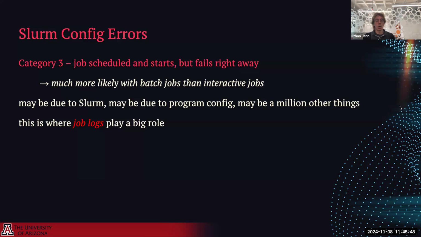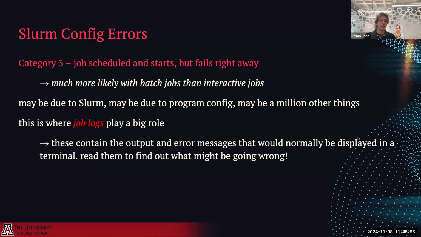This is where job logs play a big role. Remember, logs are the files that contain the output. These contain the output and error messages that would normally display in a terminal. For batch jobs, now they're just stored in a file. Read them to find out what might be going wrong. And once again, here are the directives that you need in order to produce these output files.